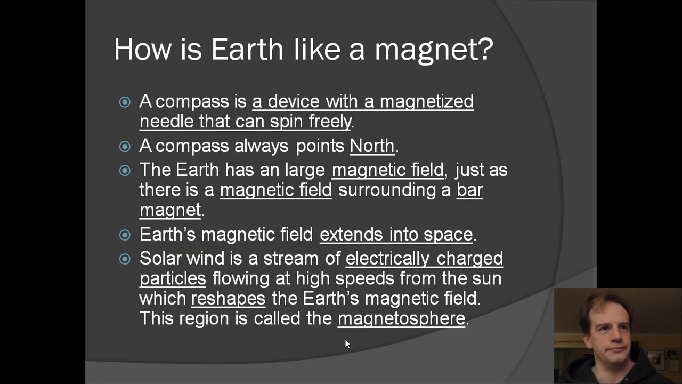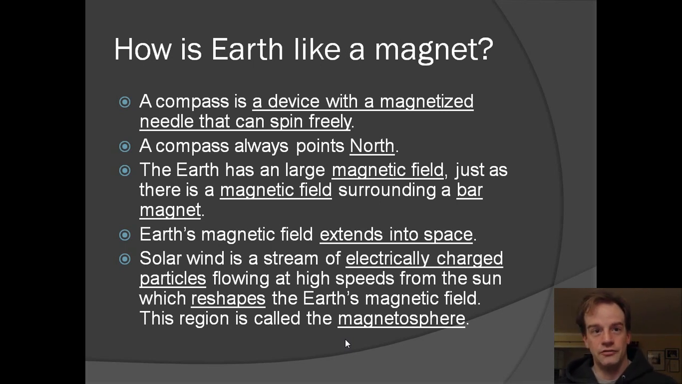So Earth is a magnet, believe it or not, a really big one. And we know this because a compass is a device with a magnetized needle that can spin freely, and it will always point to magnetic north. The Earth has a large magnetic field, just as there is a magnetic field around the bar magnet. And this is caused by the churning inside the Earth of the molten iron. It's called a magnetic dynamo.